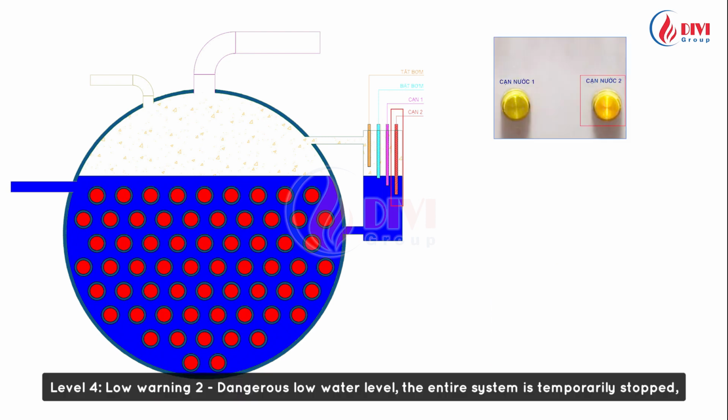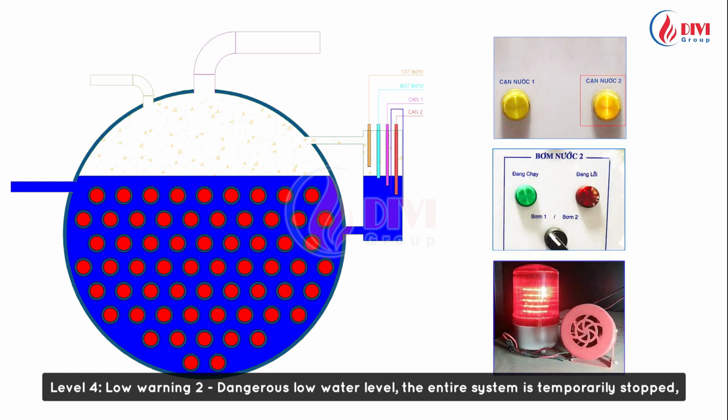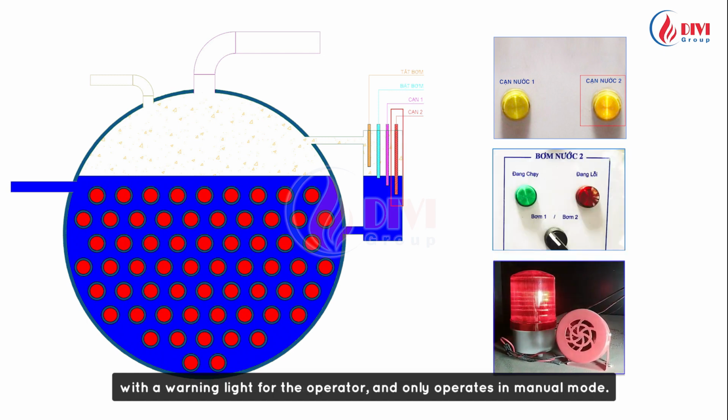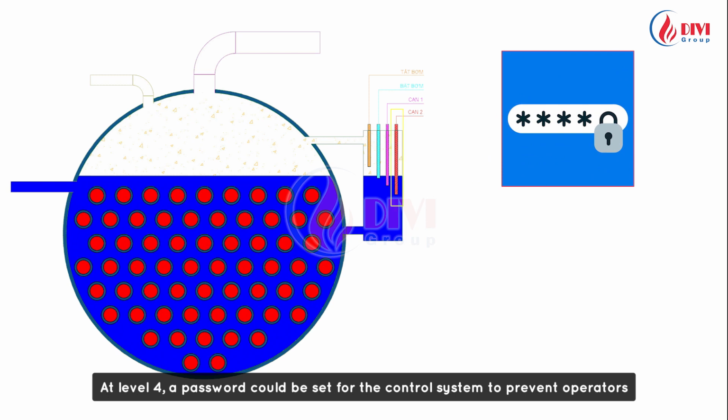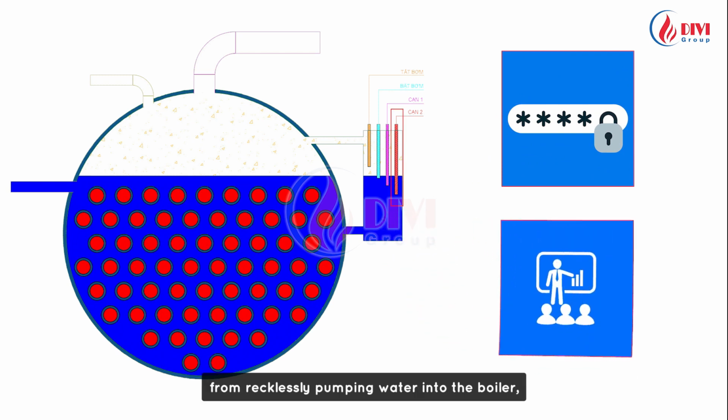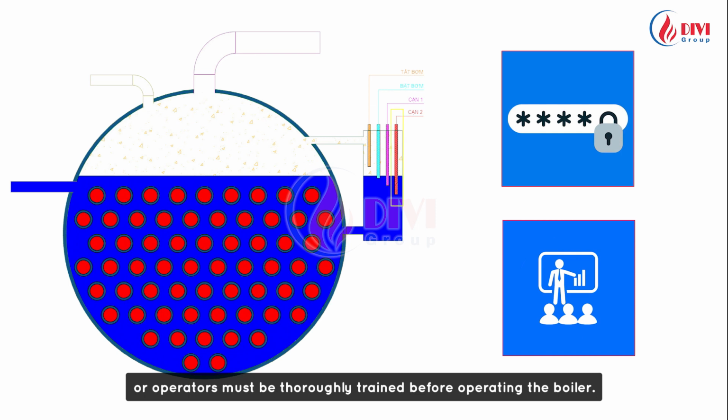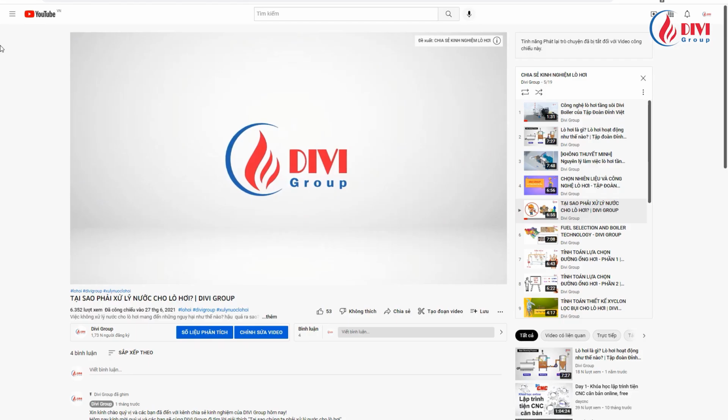Level 4, low, warning 2, dangerous low water level, the entire system is temporarily stopped, with a warning light for the operator, and only operates in manual mode. At level 4, a password could be set for the control system to prevent operators from recklessly pumping water into the boiler, or operators must be thoroughly trained before operating the boiler.